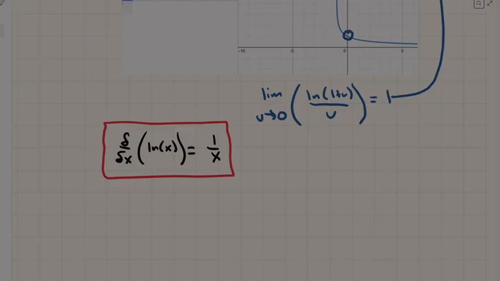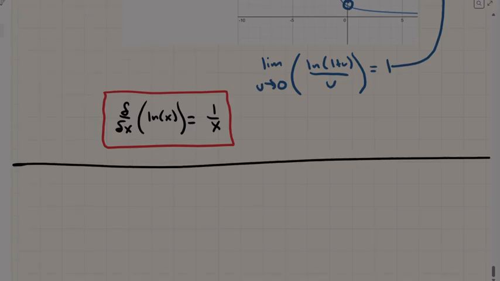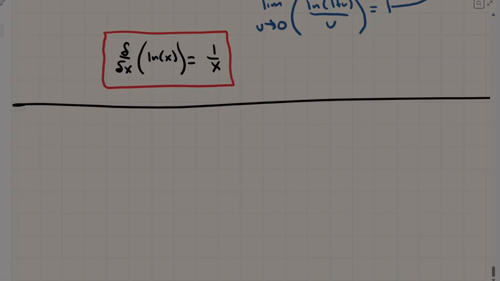All right, that's an important one. You're just expected to memorize it. I mean, not the whole step, just the answer. All right.